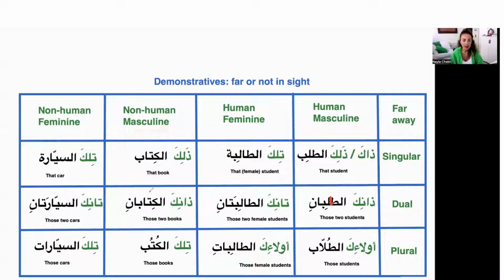If my object is non-human dual masculine, I would use ذانك again. So here again, whether it's human or non-human, it doesn't matter. I use ذانك again. ذانك الكتابان. If whatever I'm pointing at is non-human feminine, dual, two things, so two cars, those two cars is تانك السيارتان.